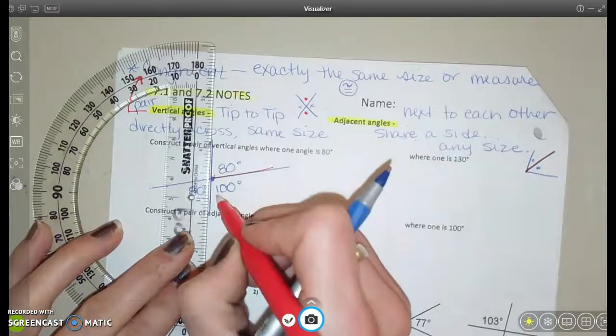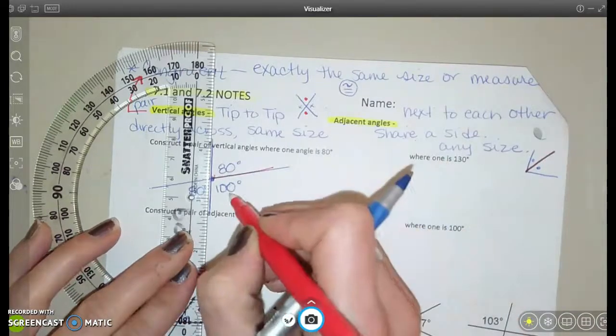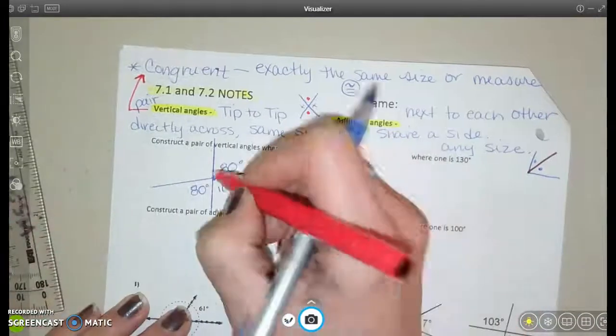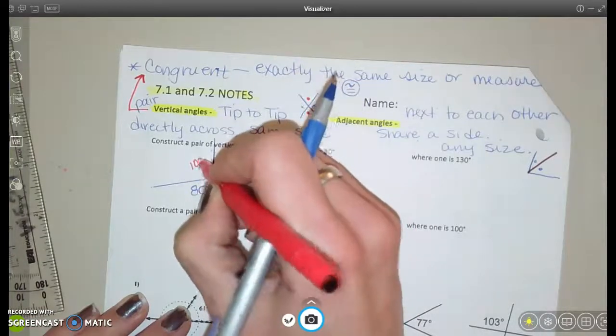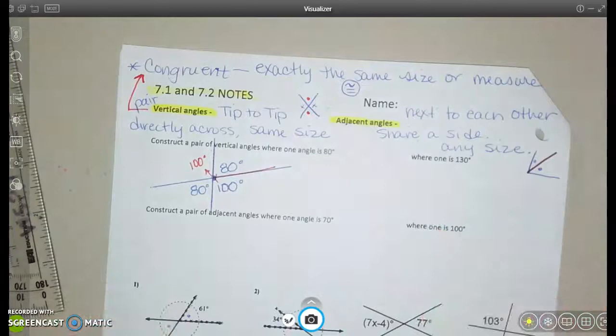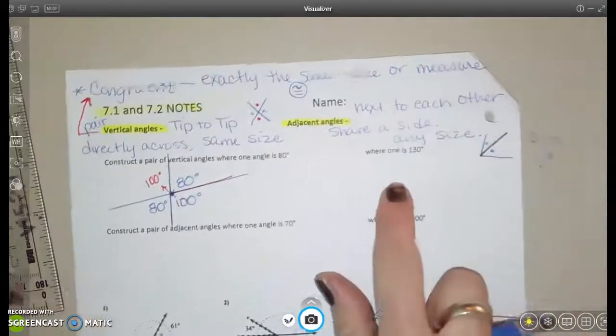And those two adjacent angles have to add up to 180, so I actually know what that one is. And the vertical angle across from that is also 100. So I can actually fill in all the angles of that picture. All right, let's do another one here.